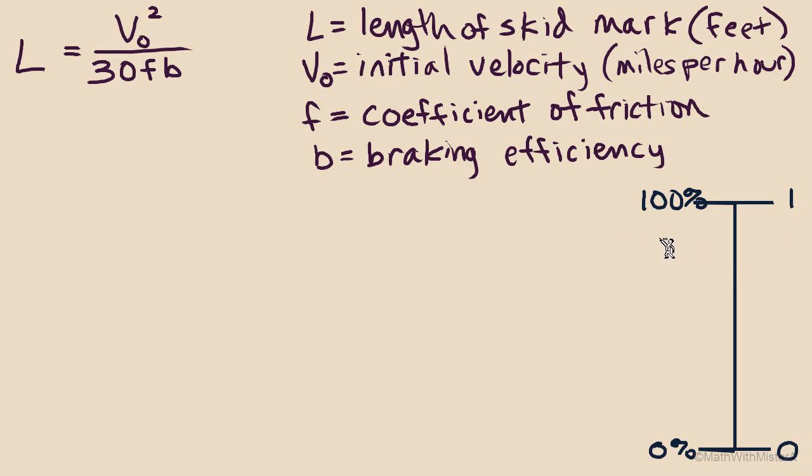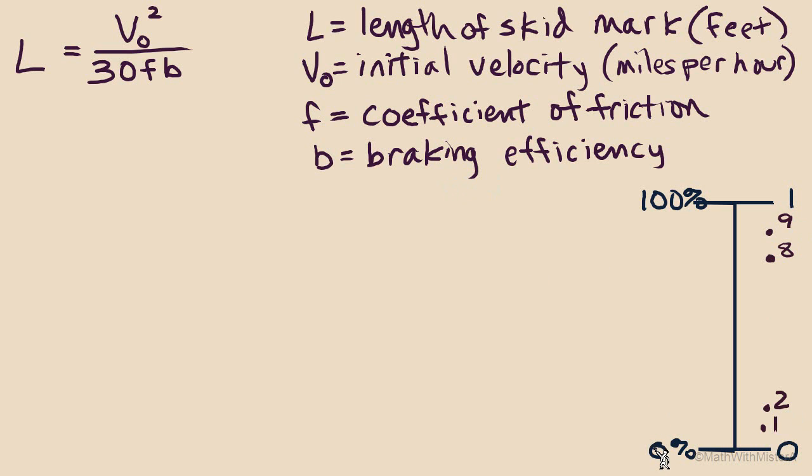The coefficient of friction would be a high number if the tires grip the road very well. It would be a low number if the road conditions or tires make it very slippery. So a high coefficient of friction, like a 0.8 or a 0.9, would mean that the tires are gripping the road very well, and it's not very slippery. But a low coefficient of friction would mean that conditions are very slippery, that the tires are not gripping the road well. Braking efficiency is similar.